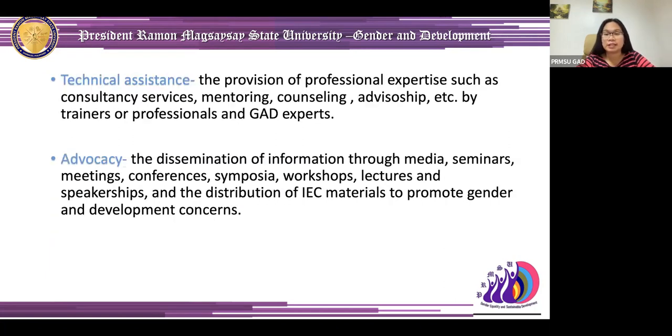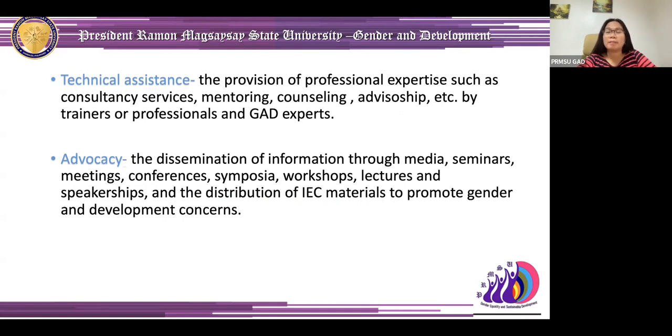And it can also be technical assistance. This one is the provision of professional expertise such as consultancy services, mentoring, counseling, advisorship, etc. by trainers or professionals and GAD experts. In our institution, we are offering technical assistance to some of our partner agencies wherein we conduct GAD trainings with them. And we can also offer technical assistance, whatever is needed, to the community that you have adopted.